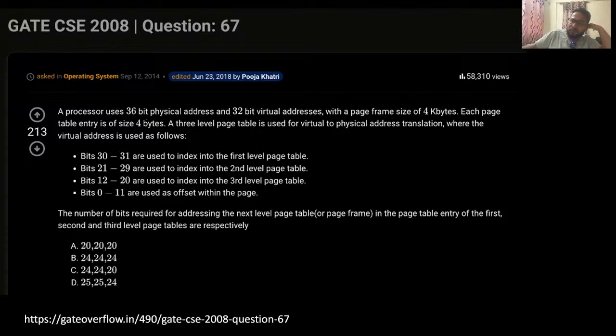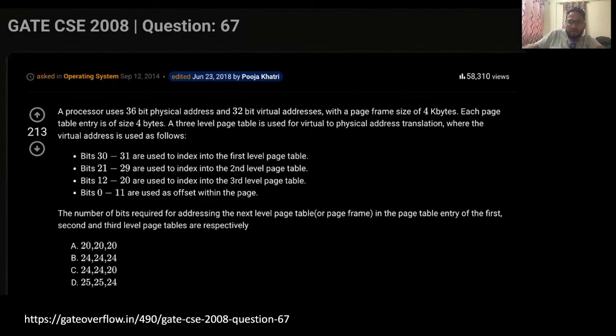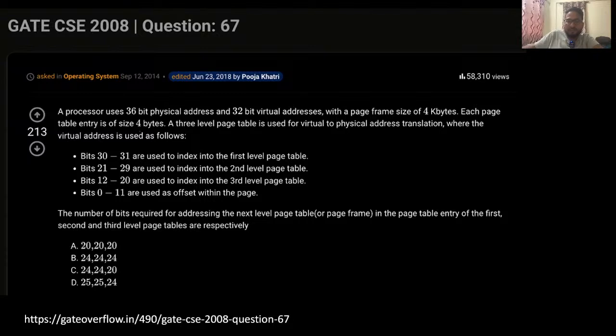A processor uses 36-bit physical address and 32-bit virtual address. So see, a 36-bit physical address has been used, so physical address space is 36 bits, and the virtual address space given to us is 32 bits. That is fine. Generally it's not the case that virtual address space is lesser, but it is fine, because virtual memory basically means you can store in the hard disk. That's the main mode of virtual memory. Each page table entry is of size 4 bytes.